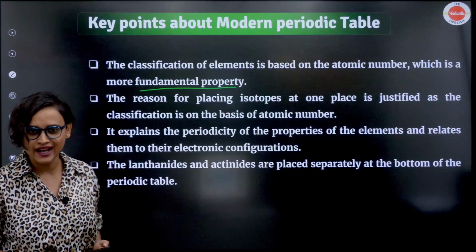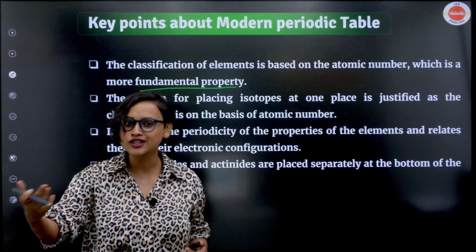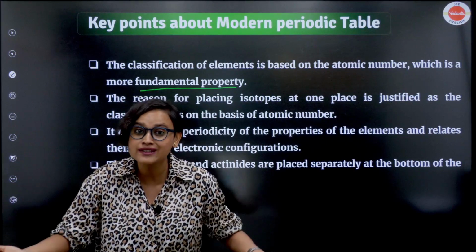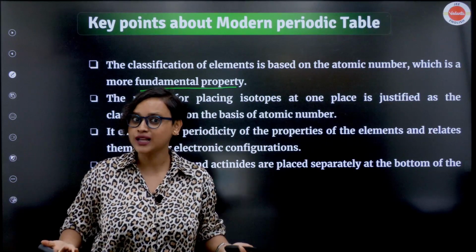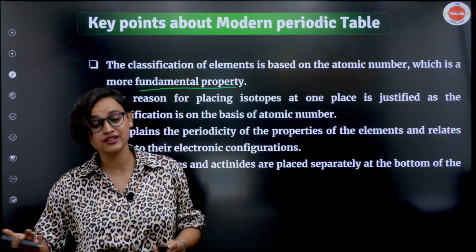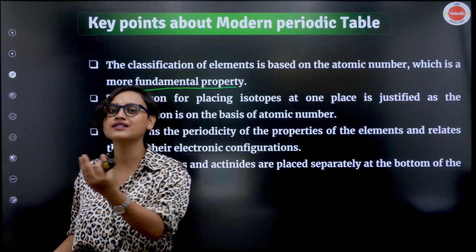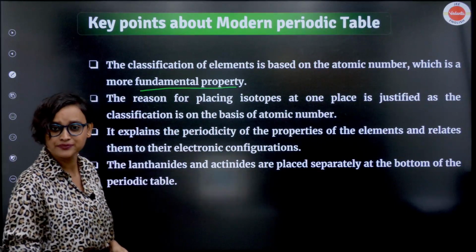And the reason that Mendeleev did not give separate spots for isotopes now makes sense, because isotopes have essentially the same atomic number, they just have different atomic mass. So it makes sense that you did not give a separate cell for isotopes, right?